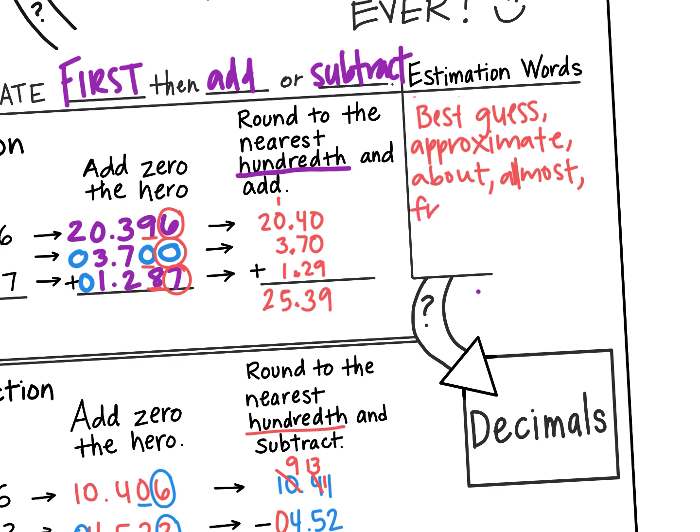Friendly numbers. Have y'all ever heard that term? You might see a problem that says use friendly numbers to estimate such and such divided by such and such. So you would make the numbers easier to work with. You would round them, make them really easy and friendly to use. So friendly numbers. And then close to. And all of these are great estimation words that you might see in word problems to help you identify the fact that you need to be rounding something to make it easier to solve.